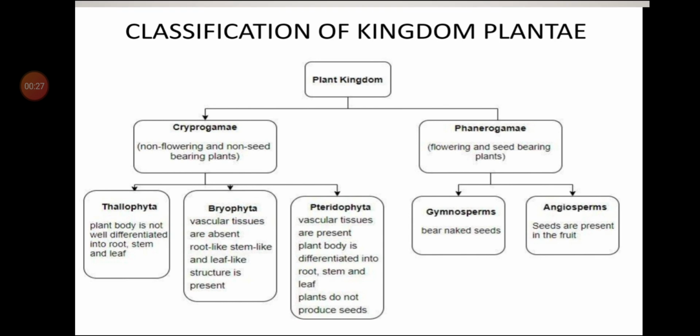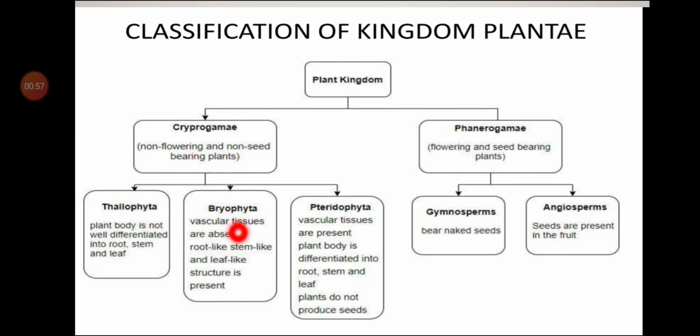Kingdom Plantae is divided into two categories, that is cryptogams and phanerogams. Cryptogams are divided into thallophytes, bryophytes and pteridophytes, and phanerogams are divided into gymnosperms and angiosperms. In our last lecture, we studied the characteristics and salient features of the division Thallophyta.